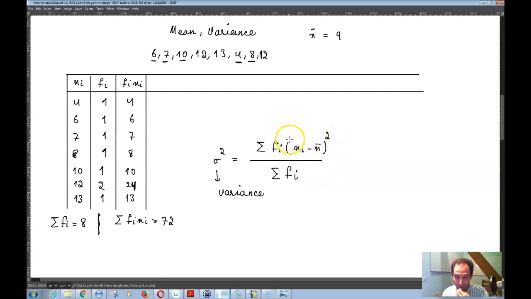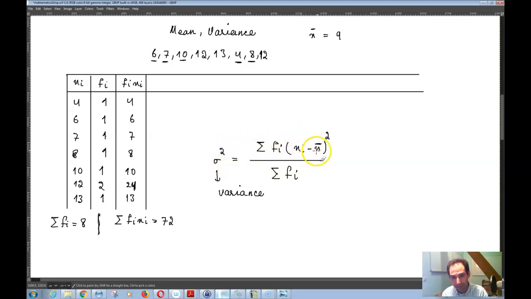And this is squared because here you might get a negative number, so in order to get rid of the negative signs, you square it to have positive numbers. Then multiply it by the frequency of each x sub i, add all of those numbers together and divide by sigma f of i to get the mean of those things, and that's sigma squared.